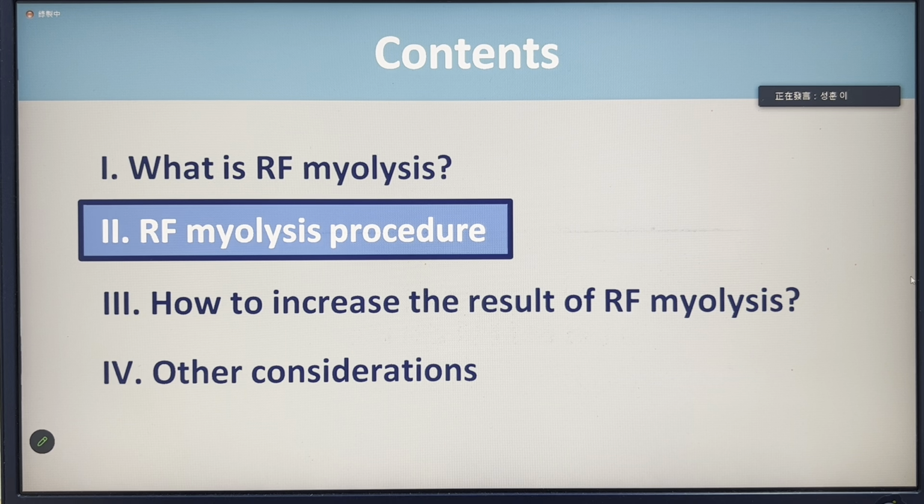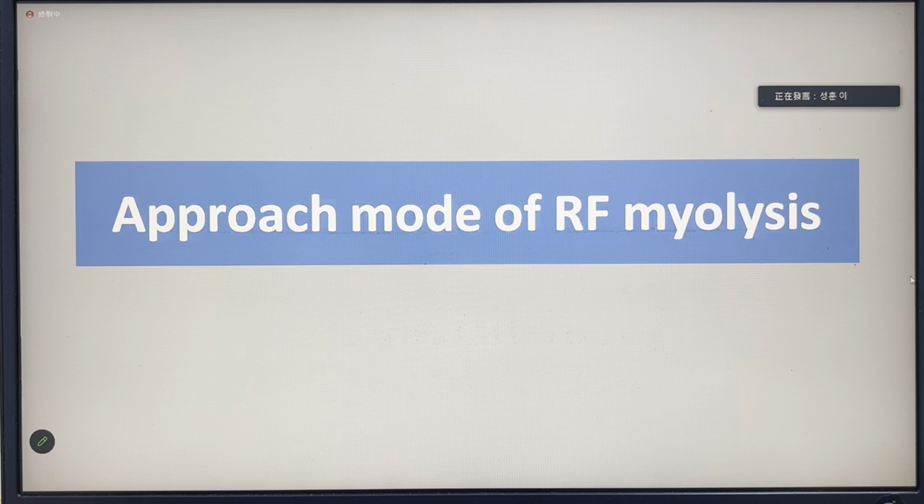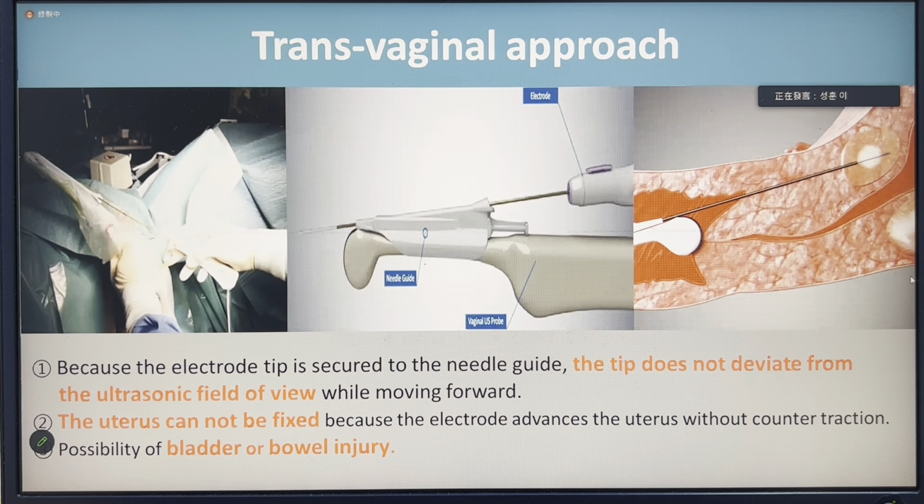Next, I will explain the RF myolysis procedure. There are 3 approach modes in RF myolysis. The first is the transvaginal approach. Because the electrode tip is secured to the needle guide, the tip does not deviate from the ultrasonic field of view while moving forward. But the uterus cannot be fixed because the electrode advances the uterus without counter-traction. And there is a possibility of bladder or bowel injury.